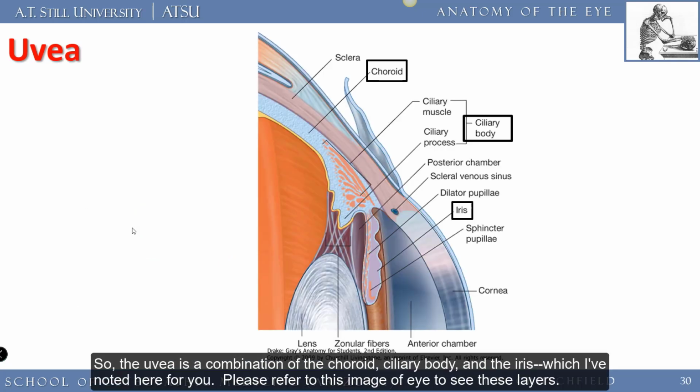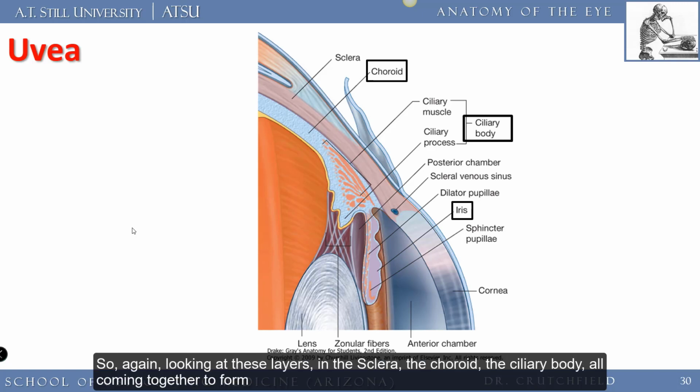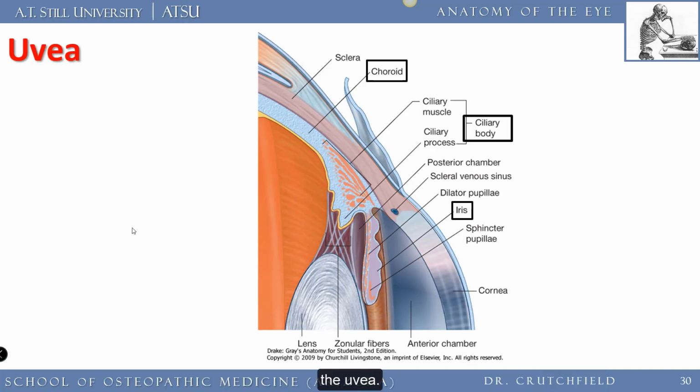So the uvea is a mixture of the choroid, ciliary body, and the iris, which I've noted here for you. Please refer to this photo of the eye and see all of these layers. So again, looking at these layers, the sclera, the choroid, and the ciliary body all come together to form the uvea.